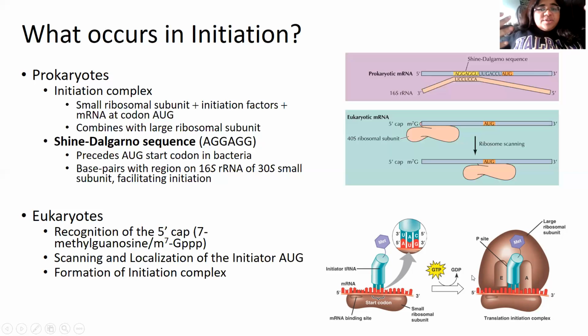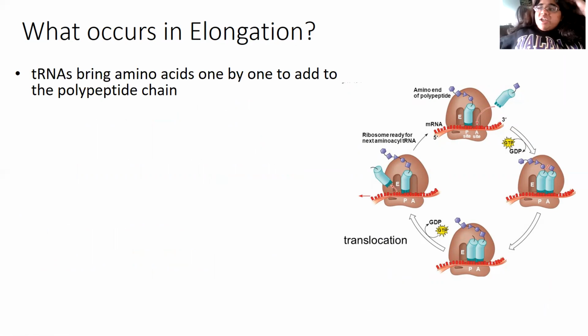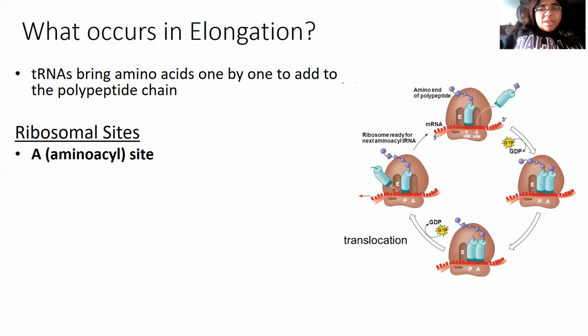There are a couple of other factors that are involved, but this is the main thing that comes into play to get everything started off. So what happens in elongation? Elongation, as it says, is just bringing all the amino acids in, right? So it's adding them one by one to that polypeptide chain.